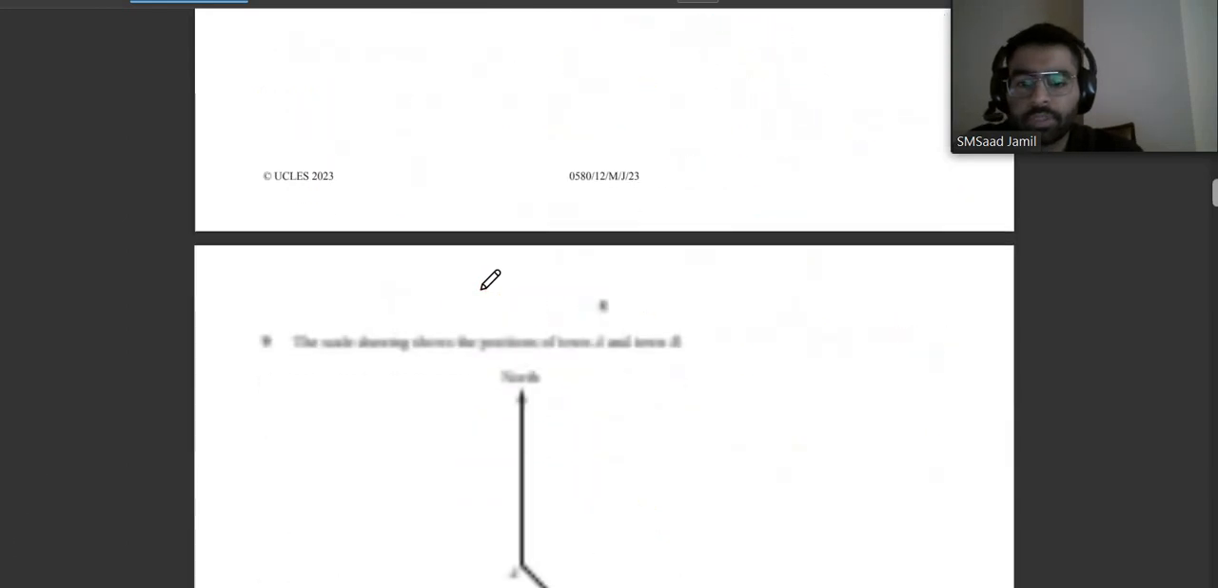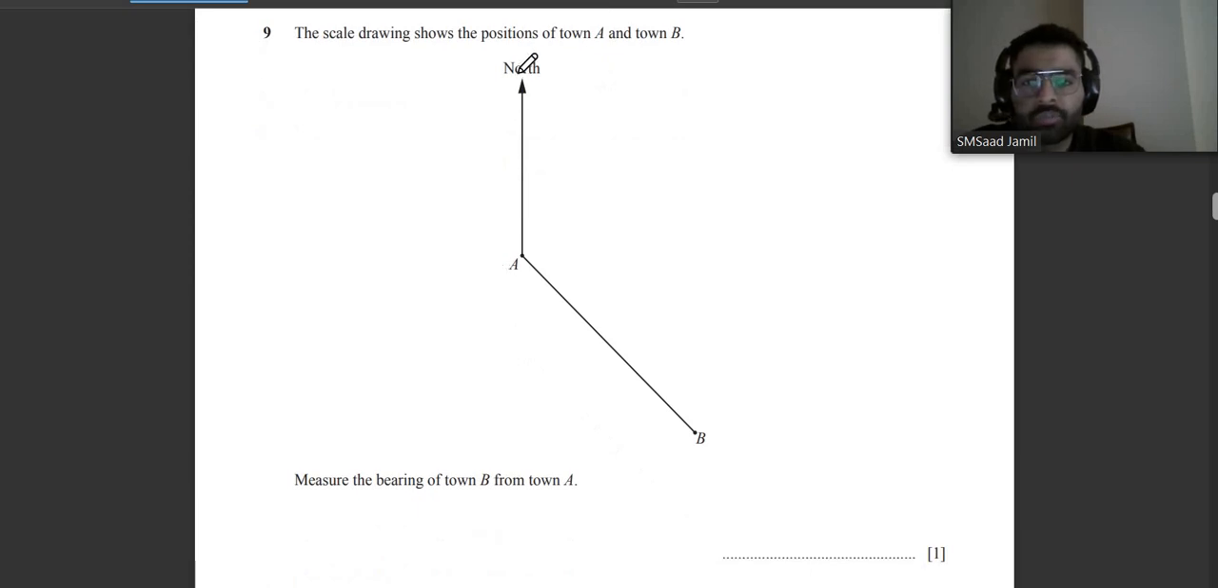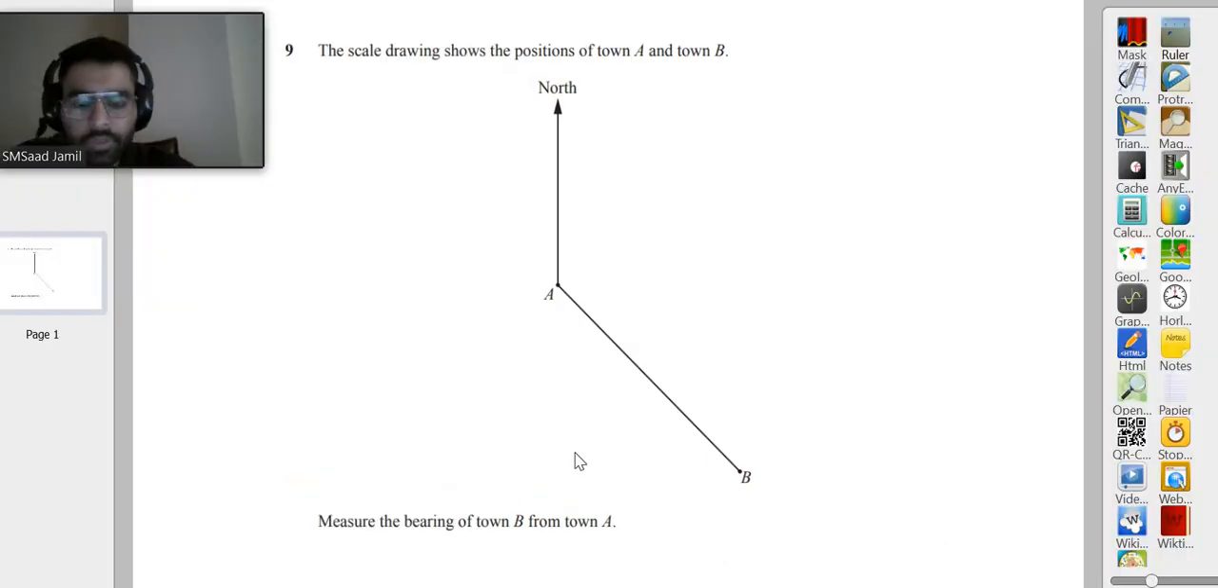Let's move on to the next question. It says, the scale drawing shows the position of town A and town B. Measure the bearing of town B from town A. If you look at this question, basically what the question is asking you is to measure the bearing of town B from town A. Basically, you have to measure this whole thing.